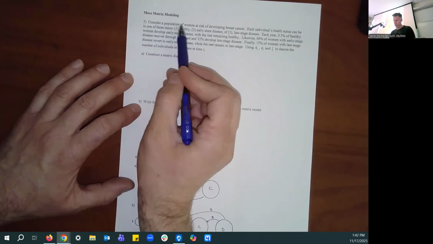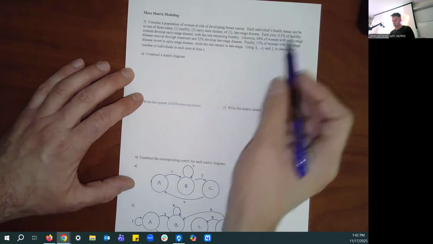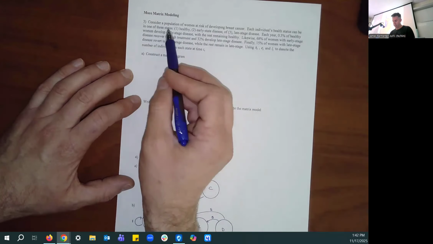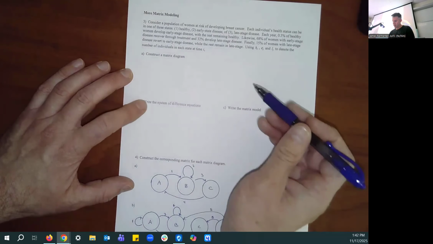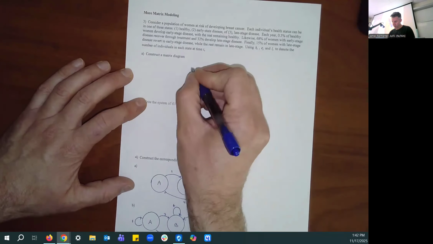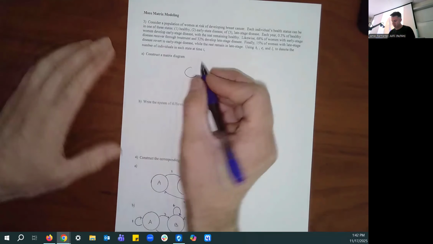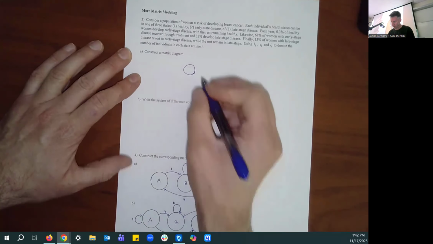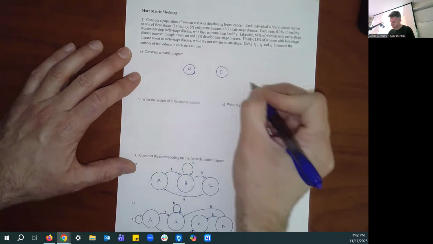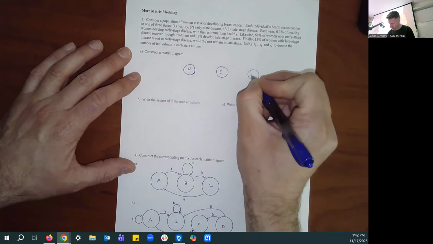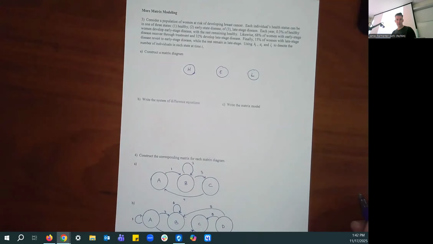Consider a population of women at risk of developing breast cancer. Each individual's health status can be in one of 3 states: healthy, early stage disease, or late stage disease. So we'll make circles because it's a matrix diagram, not the matrix itself. I learned my lesson. So in our matrix diagram, we're going to have 3 circles: healthy, early stage, and late stage.